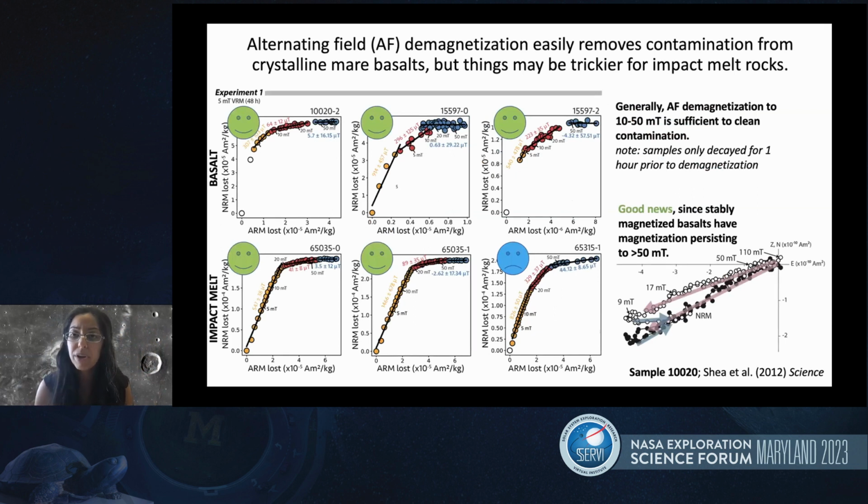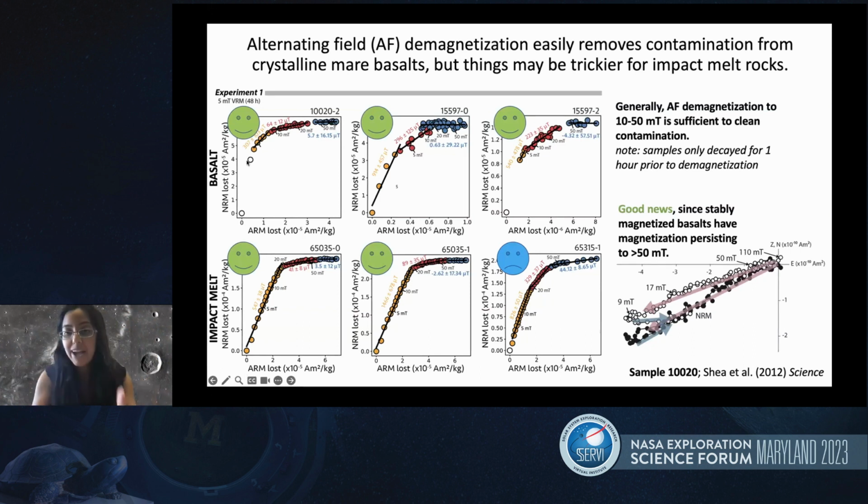Now, what we use in most paleomag studies is a technique called alternating field demagnetization, where we demagnetize samples using alternating magnetic fields of increasing amplitude to slowly remove magnetization from the rock. This is done at room temperature, so we don't thermochemically alter moon rocks. And so what we did was we conducted alternating field demagnetization of our contamination, and we plotted the moment lost at each alternating field step.